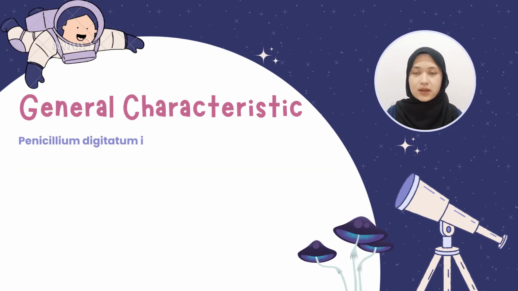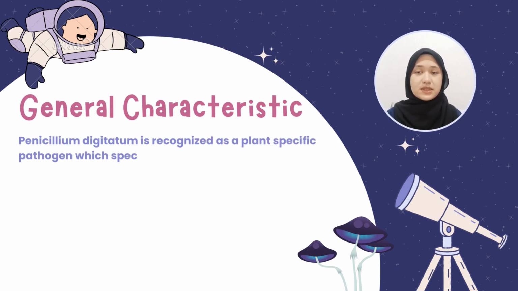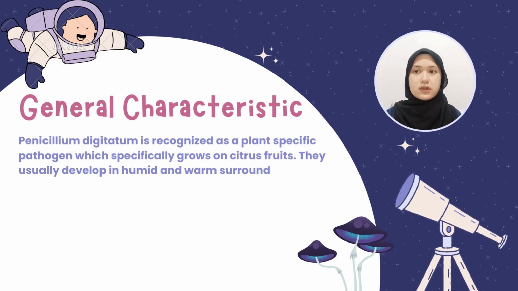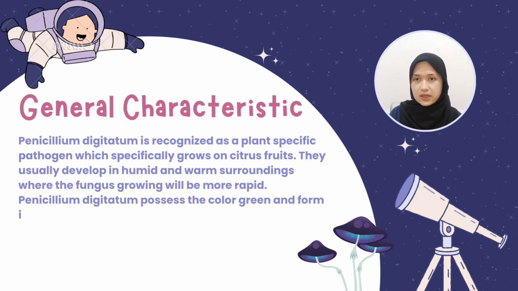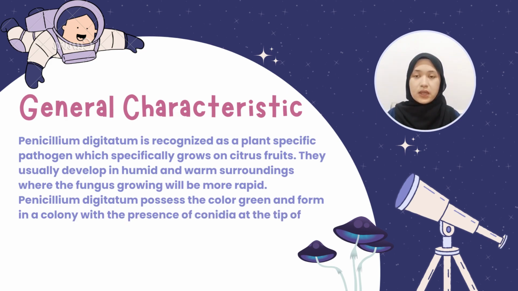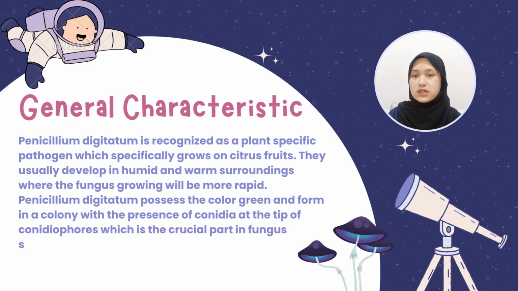Next, the general characteristics of Penicillium digitatum. It is recognized as a plant-specific pathogen which specifically grows on citrus fruits. They usually develop in humid and warm surroundings where the fungus grows more rapidly. Penicillium digitatum also possesses a green color and will form a colony with the presence of conidia at the tip of conidiophores, which is the crucial part in fungal spreading.